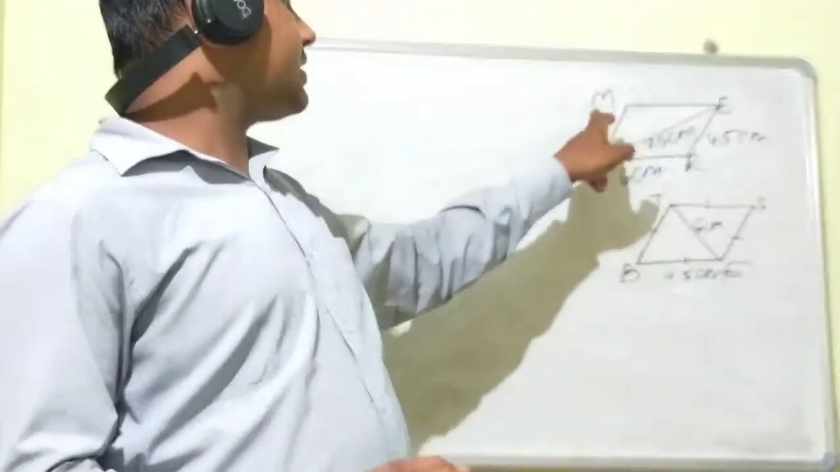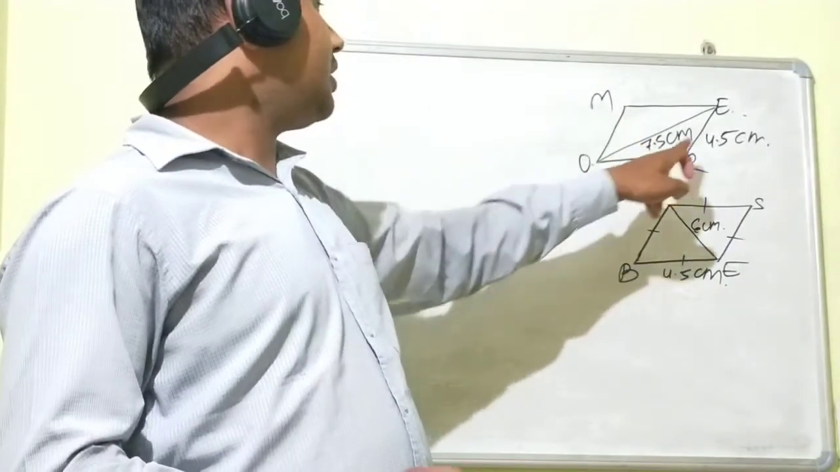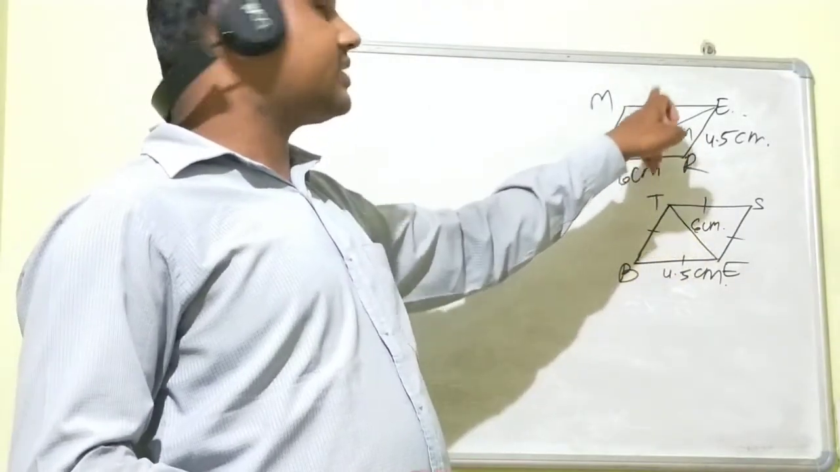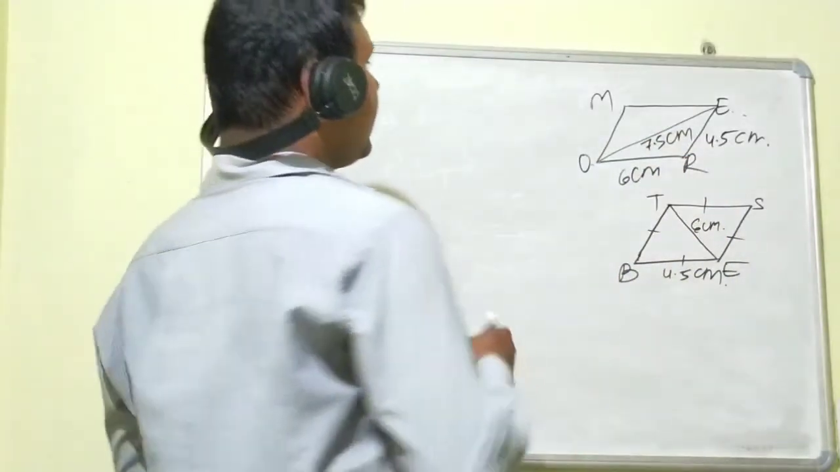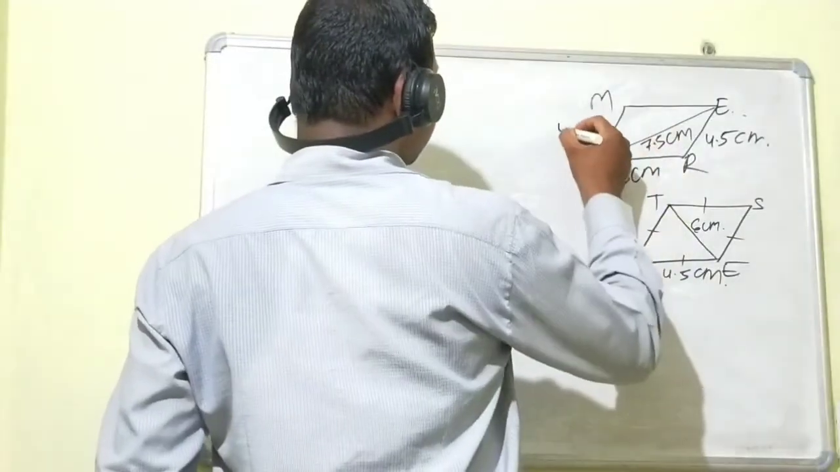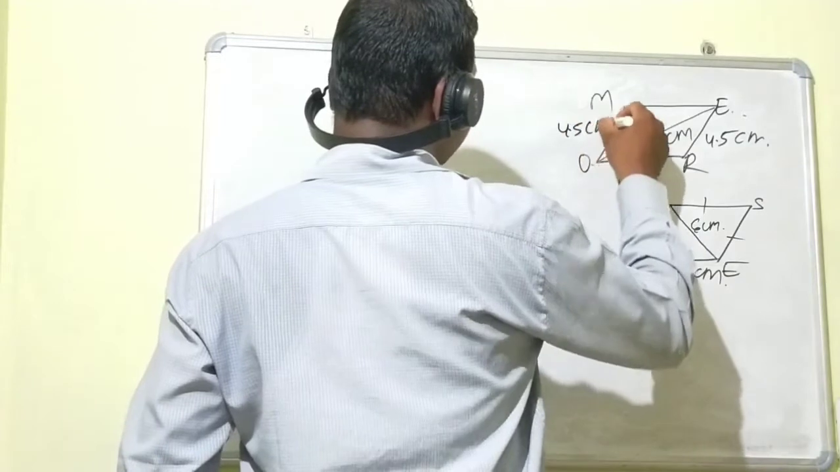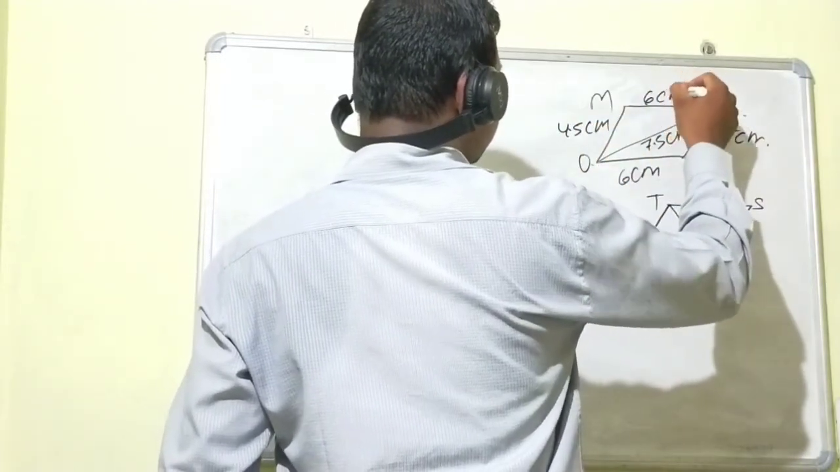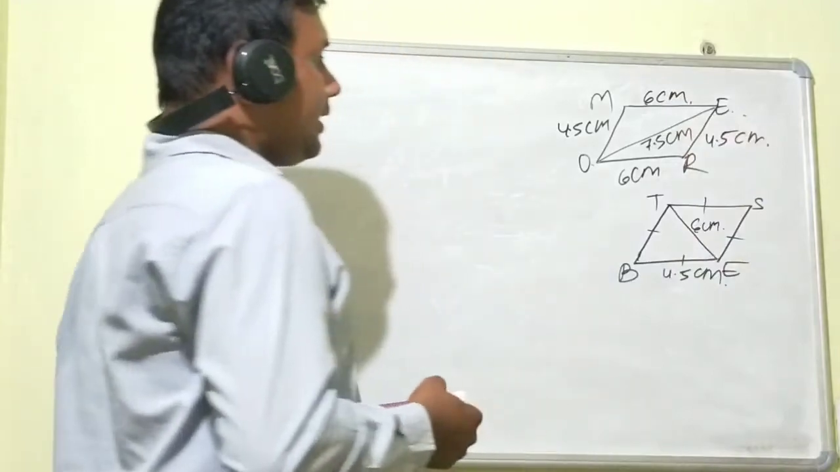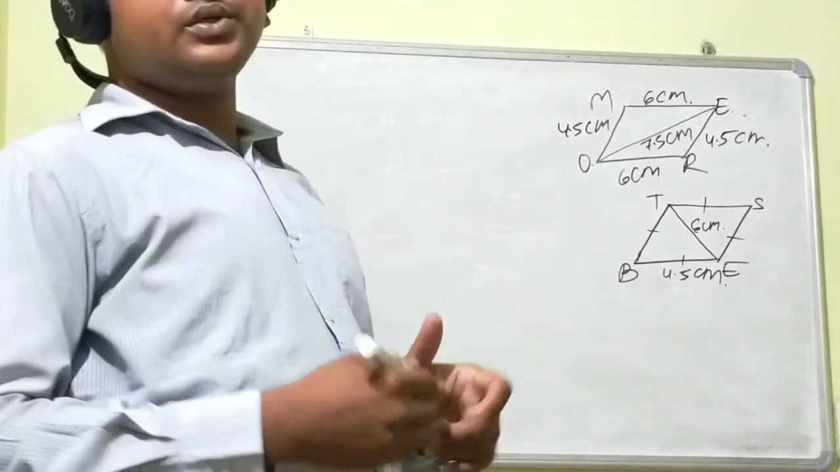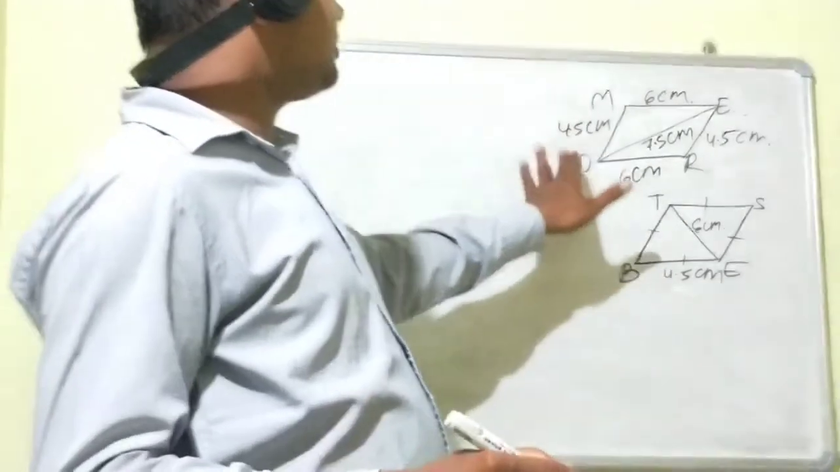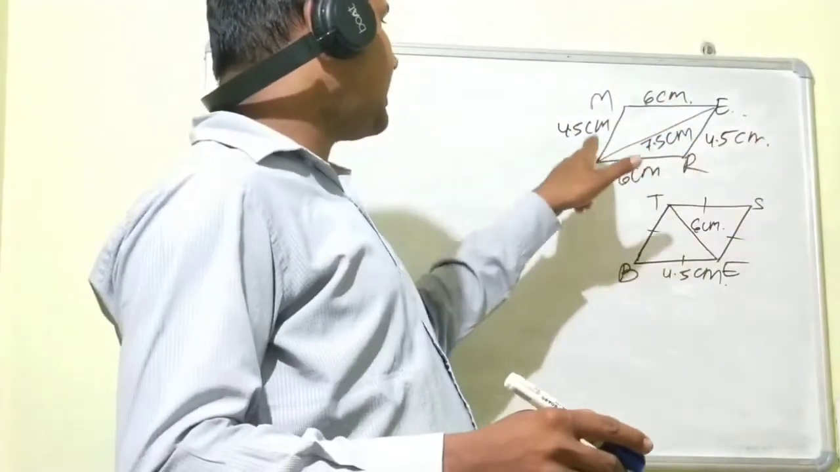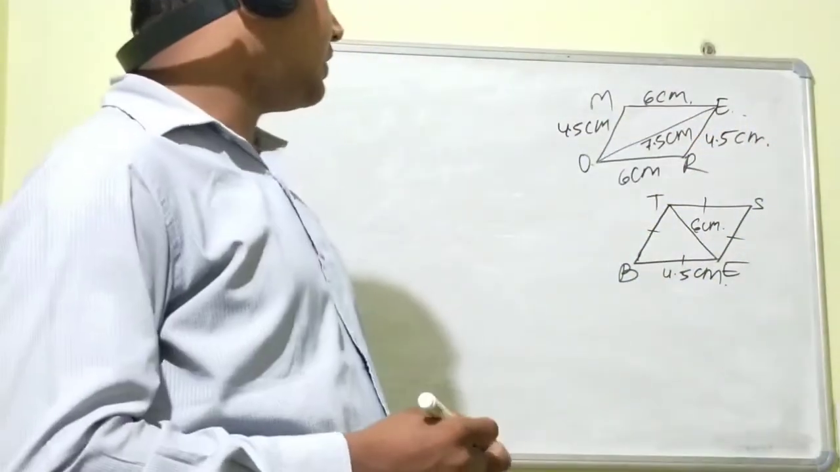As this is a special property or special feature, a parallelogram has opposite sides equal, so we can write MO is also 4.5 centimeter and ME is also equal to 6 centimeter, and we can construct using the same procedure, that is 4 sides, 1 diagonal given.